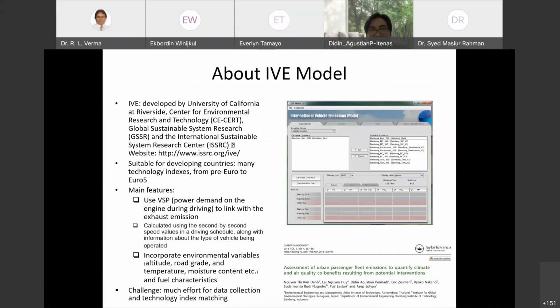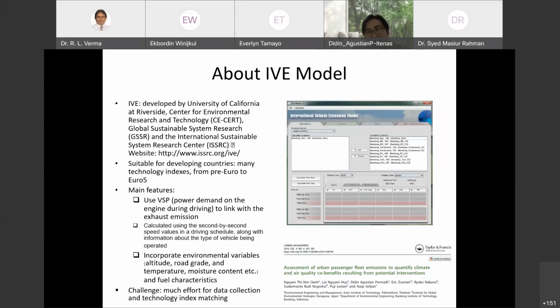This is the IVE model. Basically, this is a database model developed by the University of California, the Center for Environmental Research and Technology. And this is a free model. You can download it from this website. And many experts say that it's suitable for developing countries. Why? Because many technology indexes from pre-Euro to Euro 5 relatively match the current situations in developing countries.